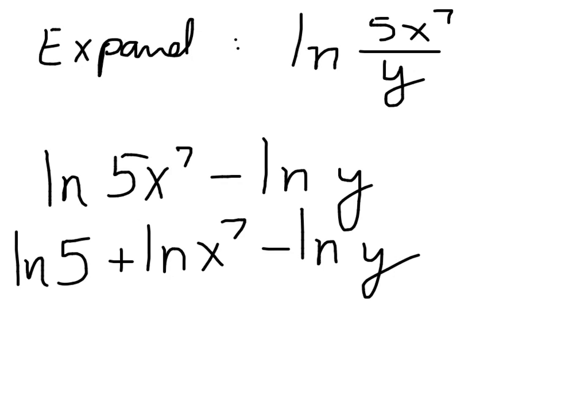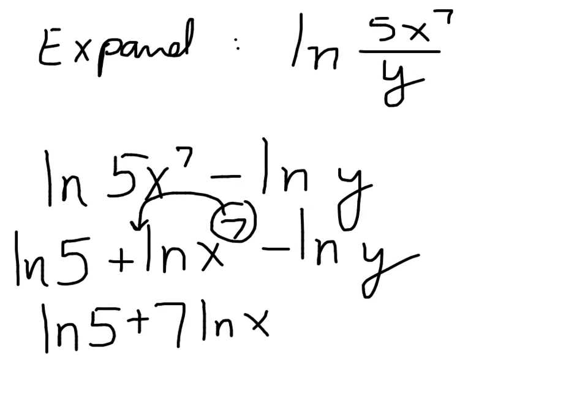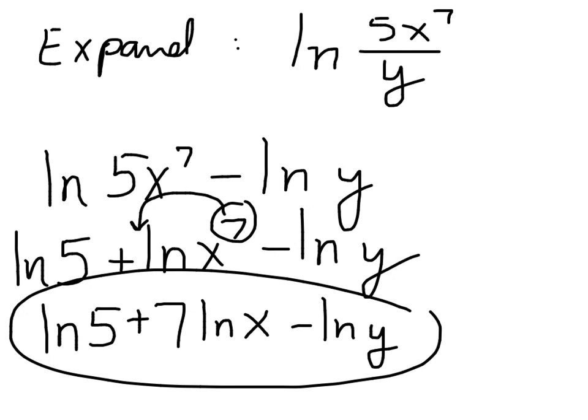Now, do you have any exponents? Where do they go? In front. What does it go in front of? All of it? Just that, or just that part? Just that part. It only goes in front of the one that it is attached to. This 7 is only attached to this one right here, so it goes in front of that one there. So you have the ln of 5 plus 7 ln of x, minus the ln of y. That's expanded.